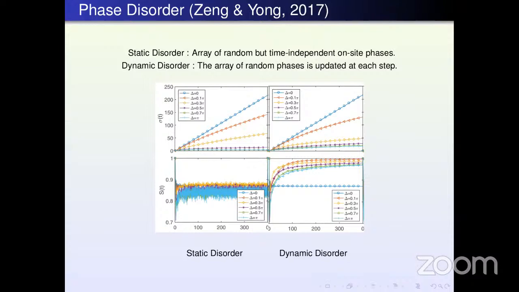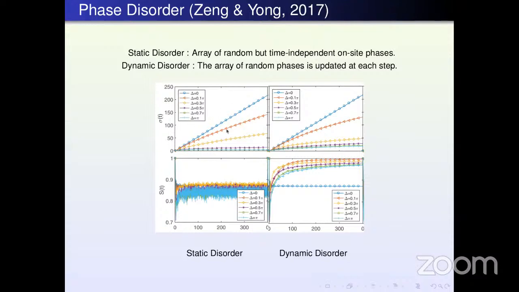when the array of random phases was updated at each step. So the top two figures present the variation of sigma, the standard deviation, against time.